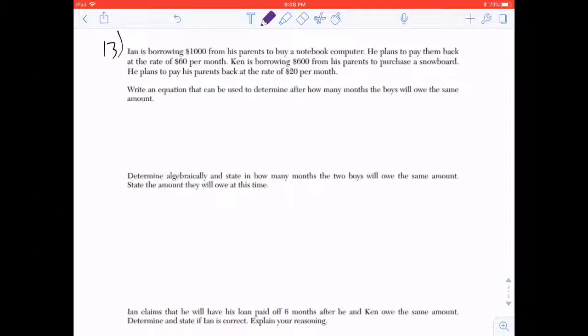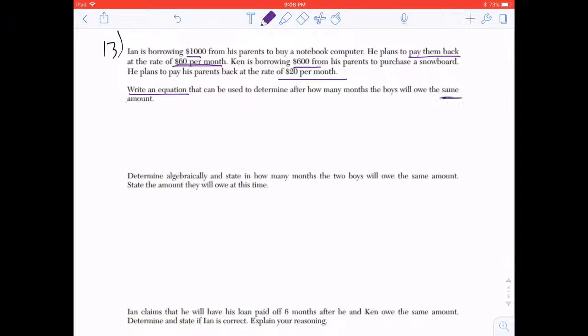And the last question for this unit, Ian is borrowing $1,000 from his parents to buy a notebook computer. He plans to pay them back at a rate of $60 per month. Ken is borrowing $600 from his parents to purchase a snowboard. He plans to pay his parents back at a rate of $20 per month. Write an equation, one equation, not a system here, that can be used to determine after how many months the boys will owe the same amount.